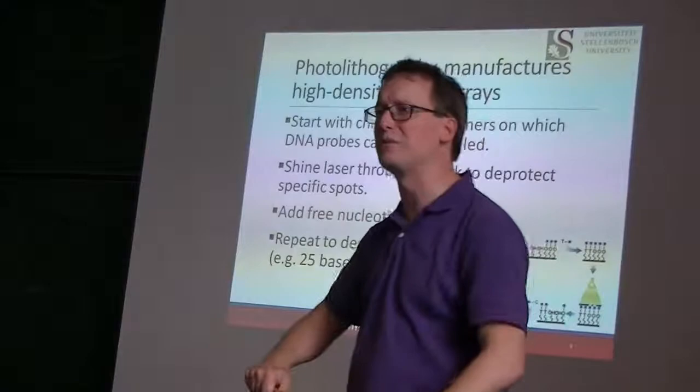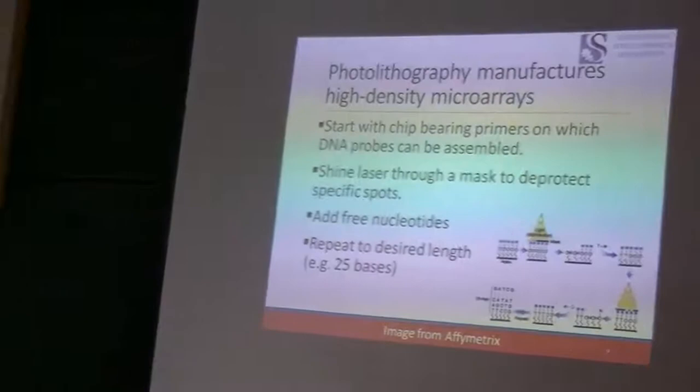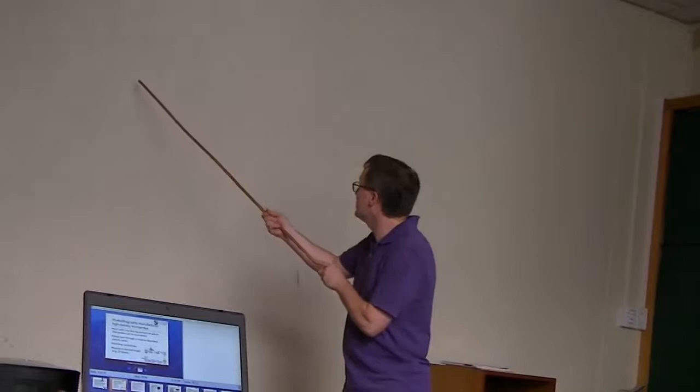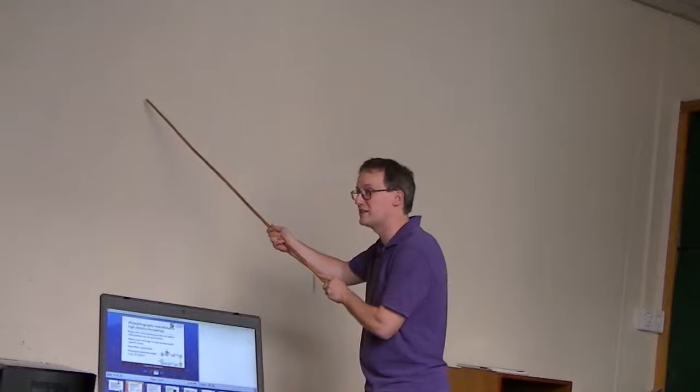So let us imagine that we have a piece of silicon. Now, I know what sequence I want at each of the spots here. This one is going to start with an A. This one's going to start with a C. This one also starts with an A, but it's going to have different second letters than this other one.